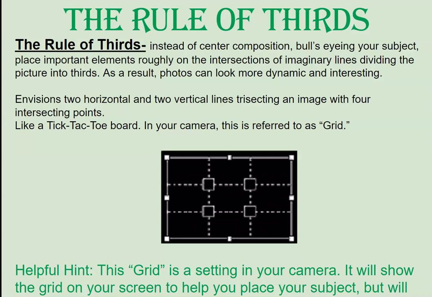Imagine 2 horizontal and 2 vertical lines intersecting an image with 4 intersecting points, kind of like a tic-tac-toe board. Okay? This can be called a grid, and it's actually a setting in your camera. When you put this onto your camera, it helps you to position your subject. You can take the picture. The grid will not be in the picture. It is solely there to help you with placement.